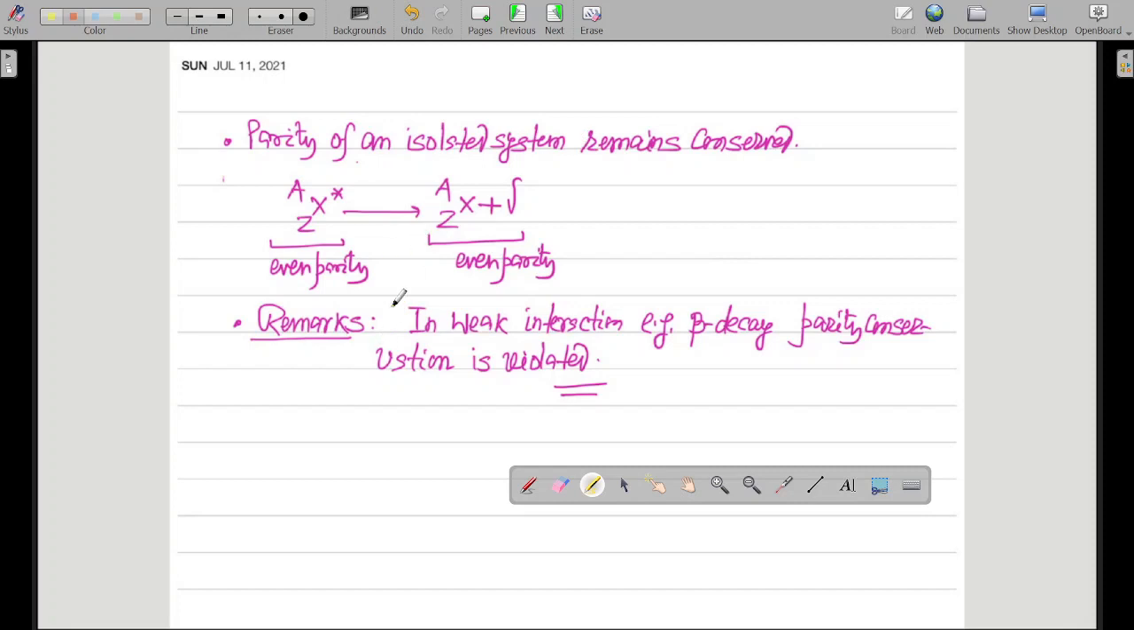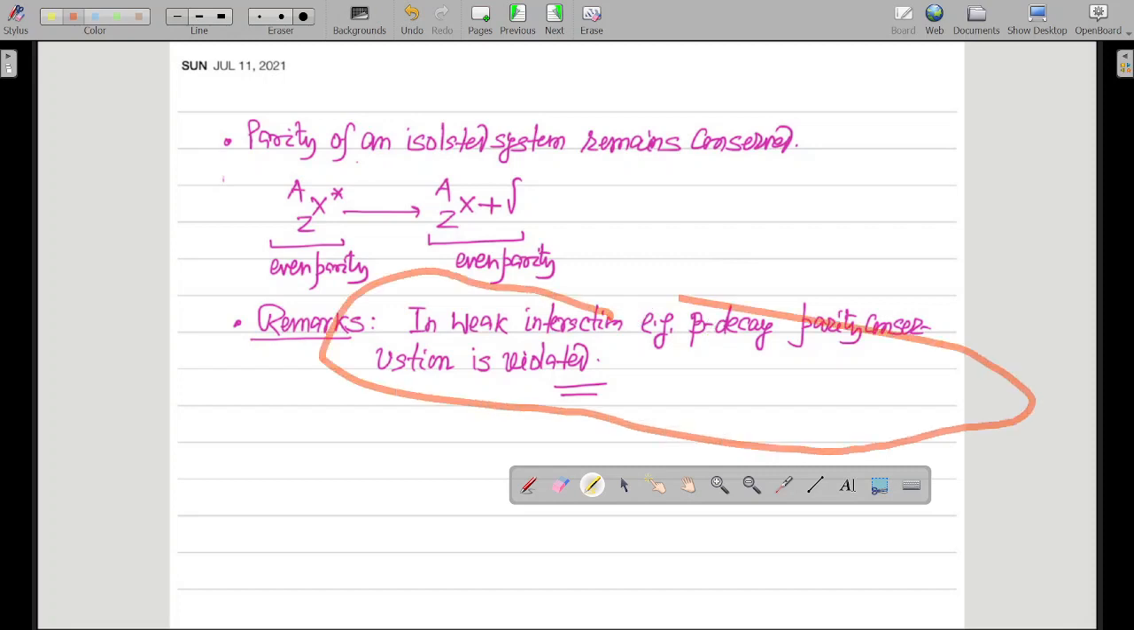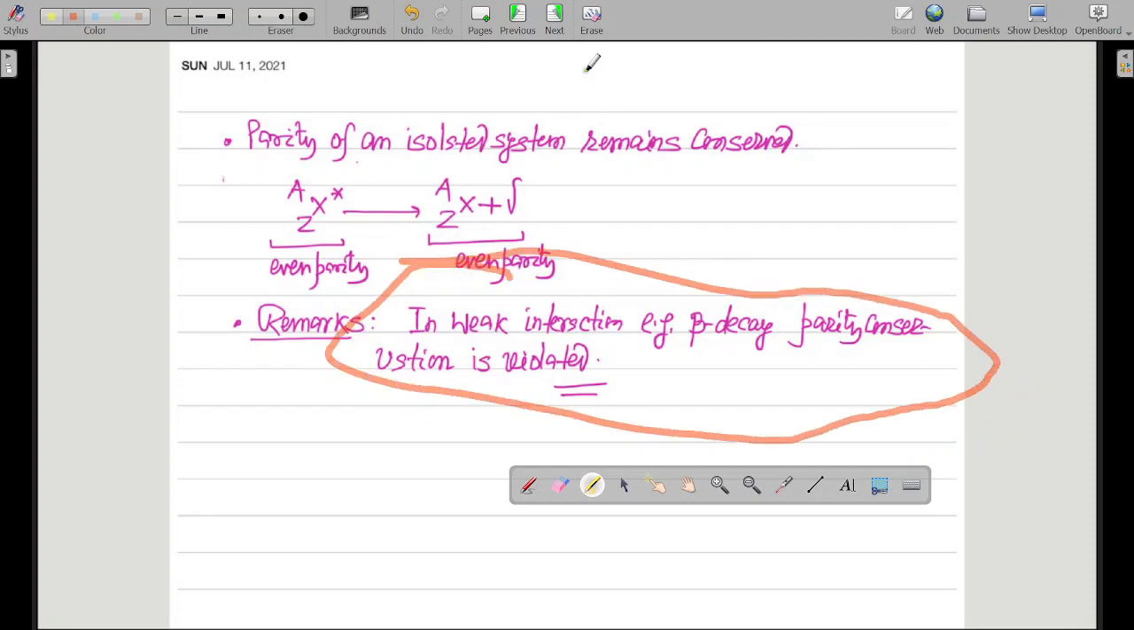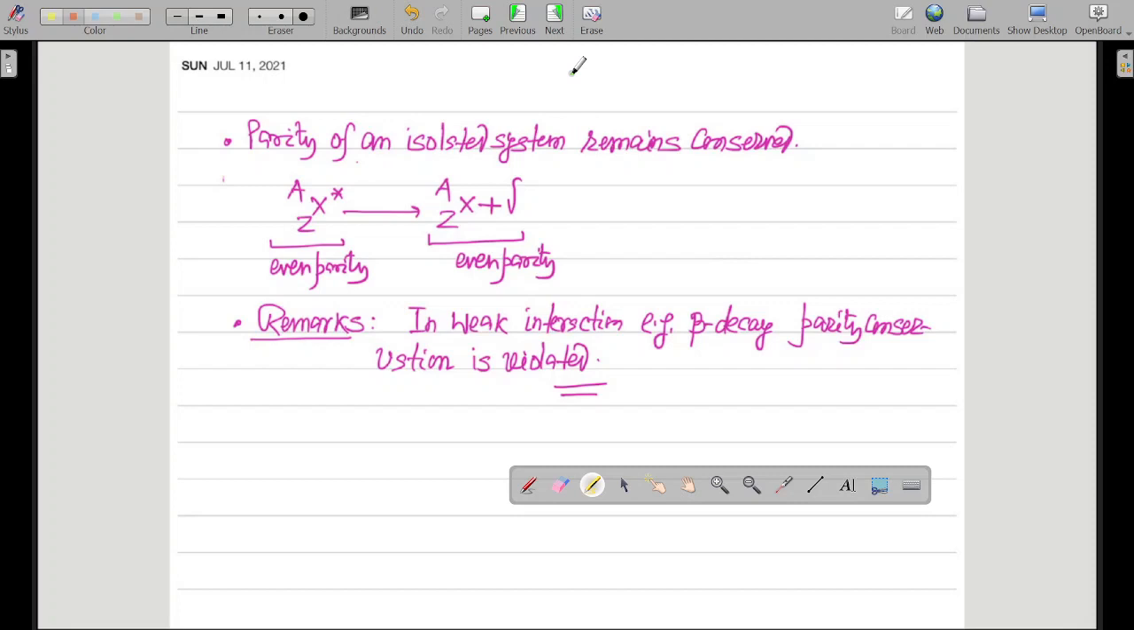But for the time being, just remember that in weak interactions, for example beta decay, parity conservation is violated. Parity conservation is violated in such weak interactions such as beta decay. So you must remember this fact for the time being as it is, without going into the proof of it. We will go into the proof of it in the upcoming classes. So parity conservation is violated in weak interactions such as beta decay.